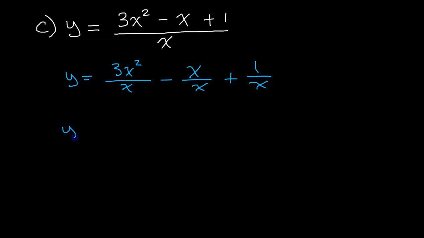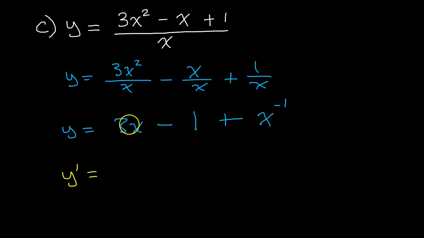Now this would be the same thing as, well, if we divide by x, that's going to cancel out one of the x's and just leave 3x. X divided by x will be 1. And then, you know what, let's go ahead and rewrite this term so we can use the power rule. This would be the same thing as x to the negative 1 power. Now we are ready to find the derivative y prime.